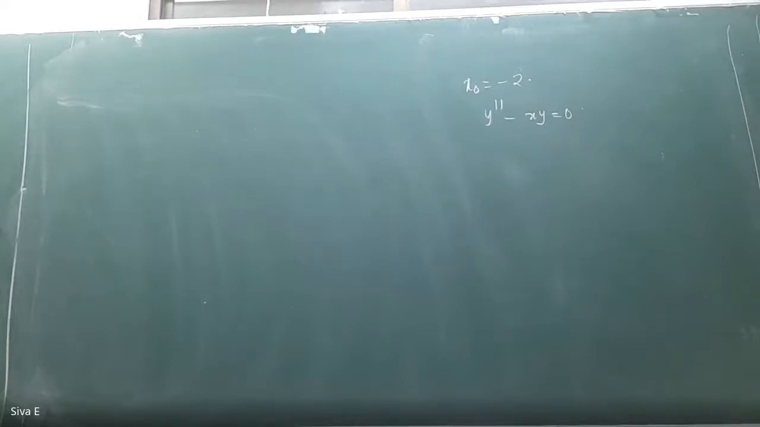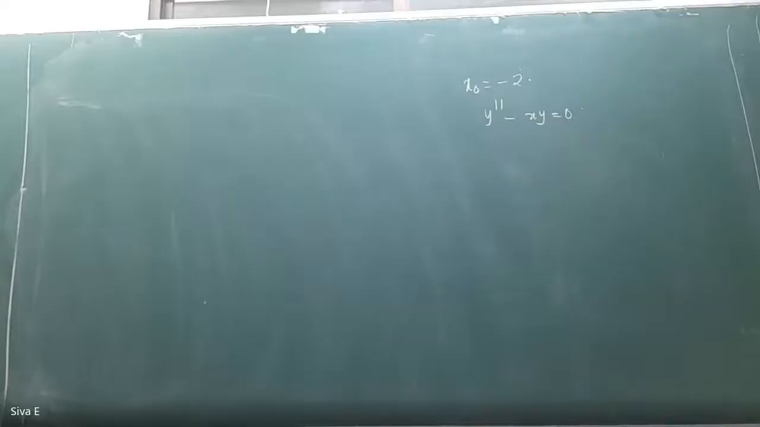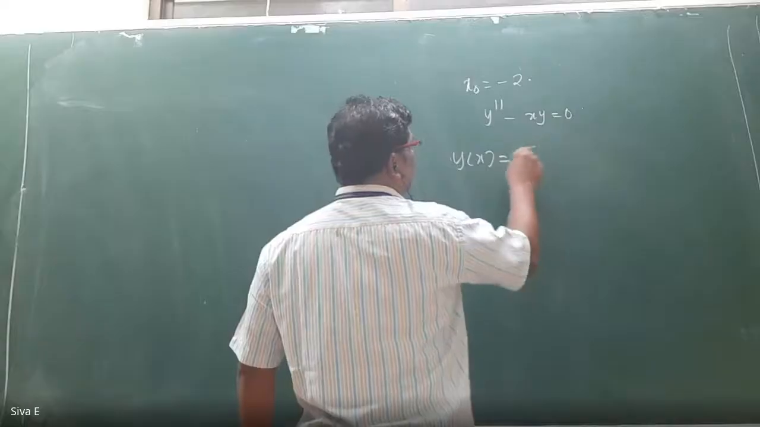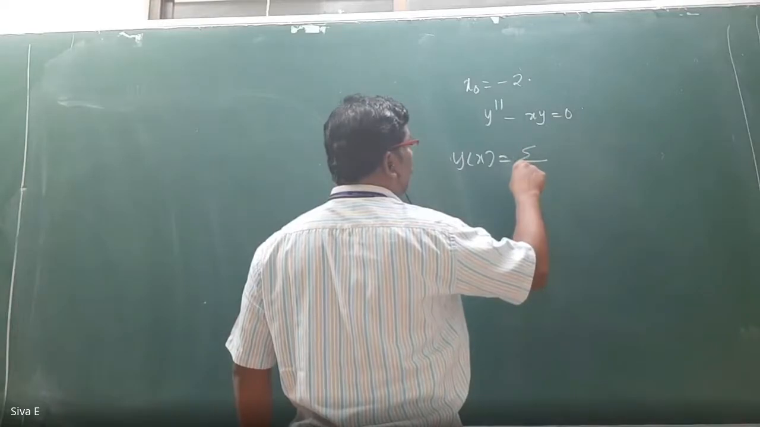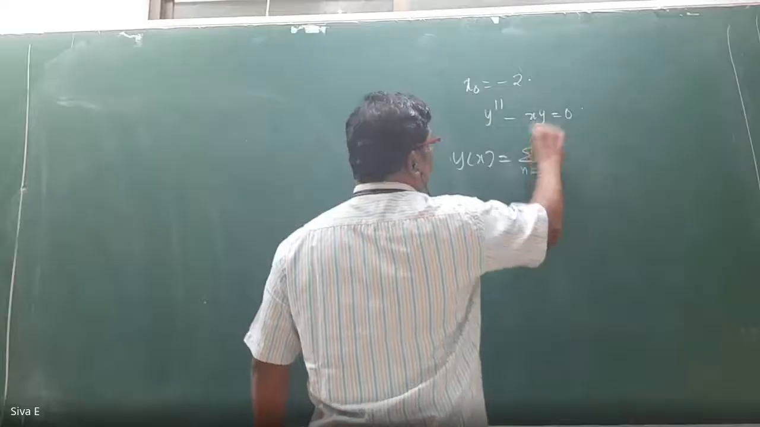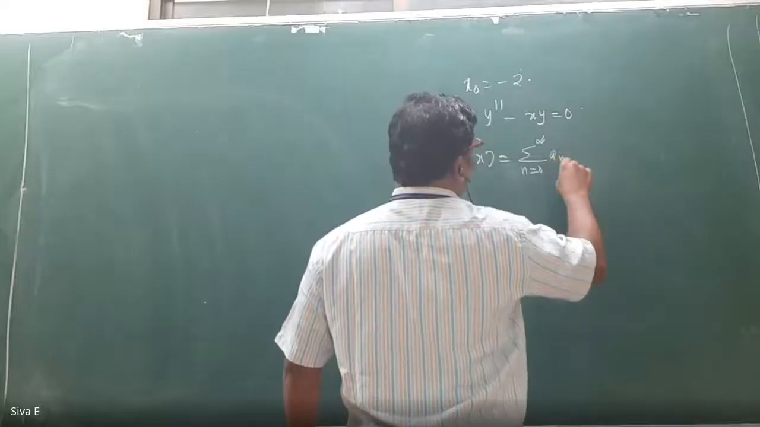What is the power series for this given problem? y of x equal to a naught into summation n equal to 0 to infinity a n x power n. Here is the mistake.